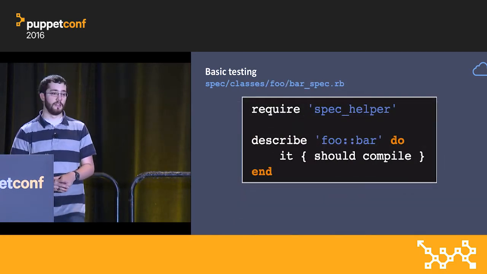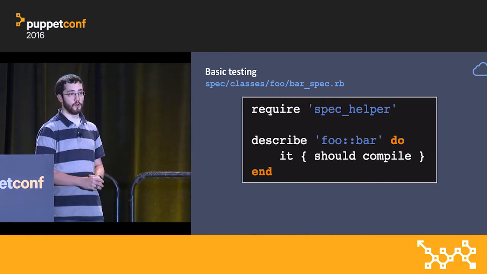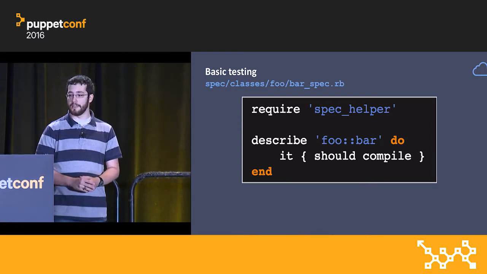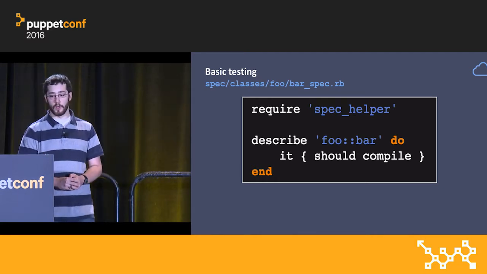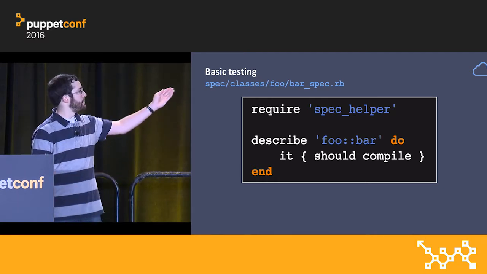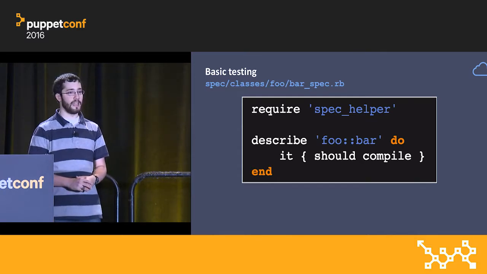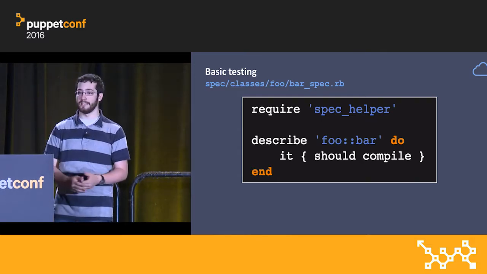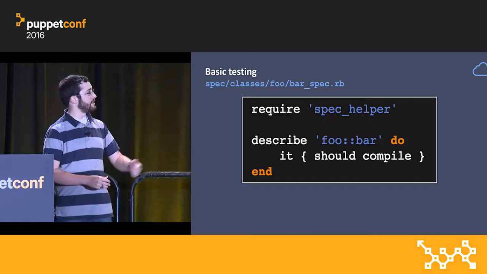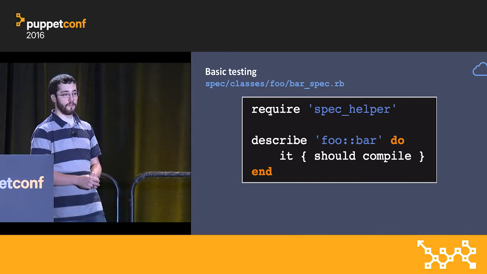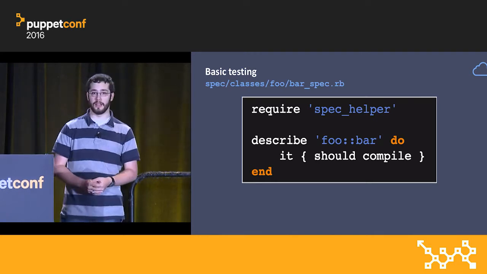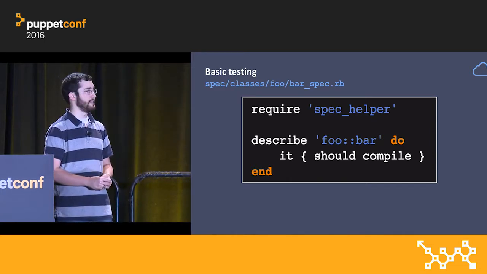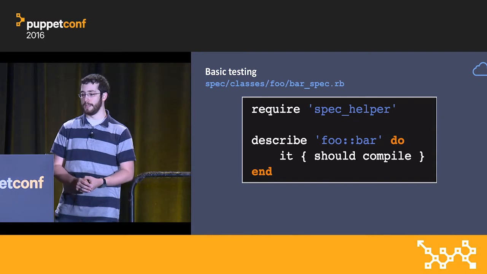So let's write a test. Let's say I have a module foo in my repository, and inside that module, we have a class called bar. In our repository, we've created a directory called spec/classes, which is going to contain all of the tests for every class that we want to test. Then we created a subdirectory for all the tests for the foo module. And finally, for the bar class, we created bar_spec.rb. In general, all the tests that we write are going to go into files with the suffix _spec.rb.